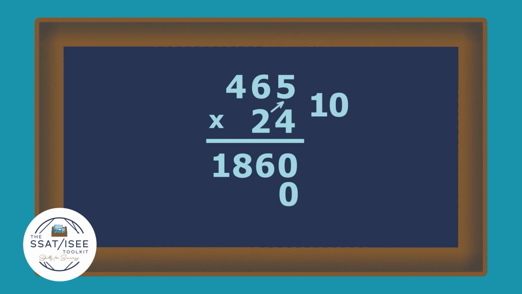2 times 5 is 10, bring down the 0 and carry the 1. 2 times 6 plus 1 is 13, bring down the 3, carry the 1. 2 times 4 is 8, carry the 1 equals 9, which also goes down below.